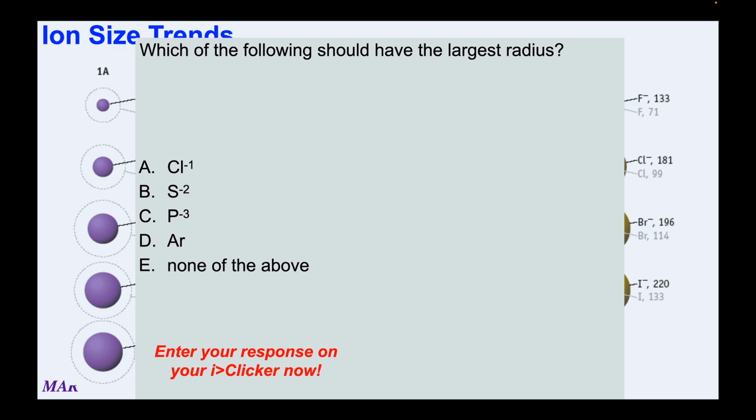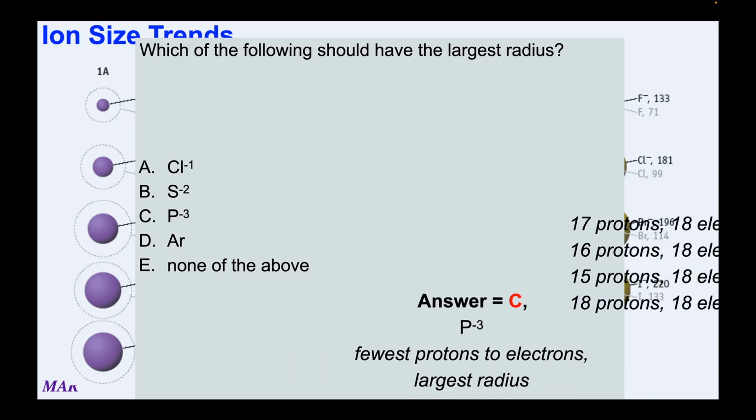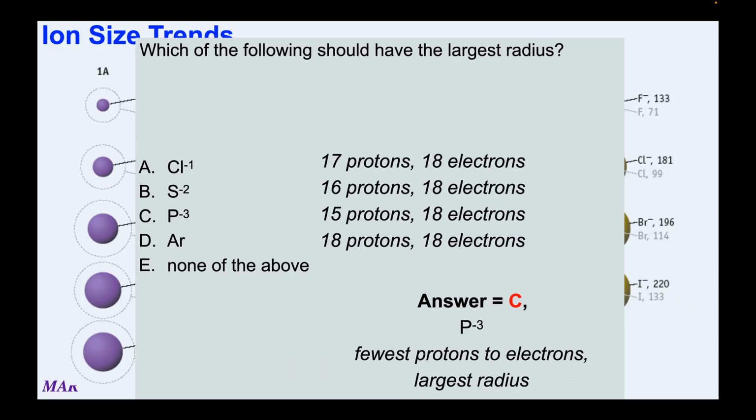So here's an example of a problem you might see. It says, which of the following should have the largest radius? These are all anions with a neutral atom. But what's important here is they're all on the same level of the periodic table. So left and down is what you generally want to follow. So argon would be most on the right, chloride would be next, sulfide would be next, and phosphide, P3-, is most left and down.